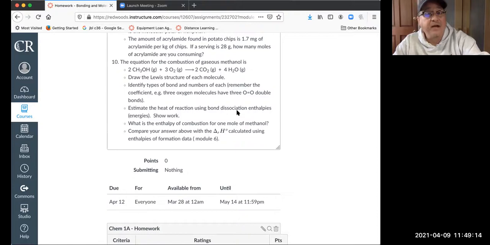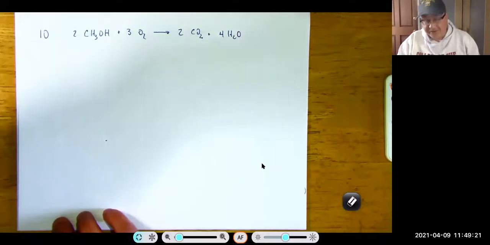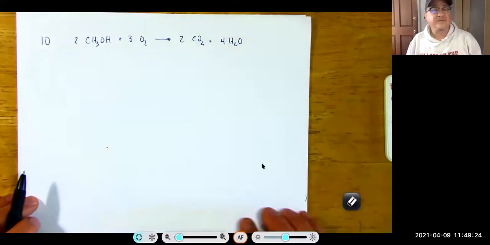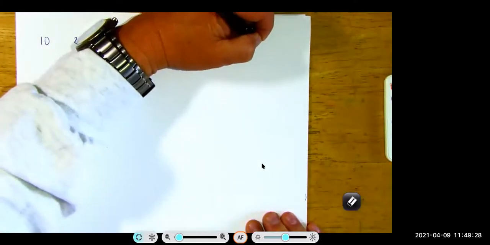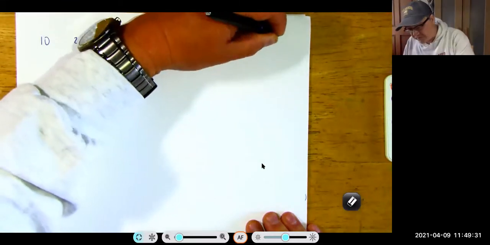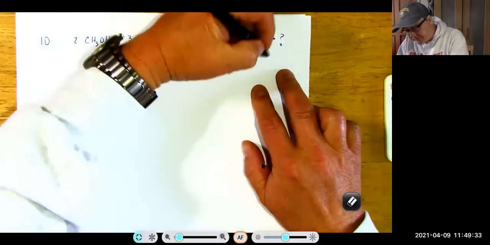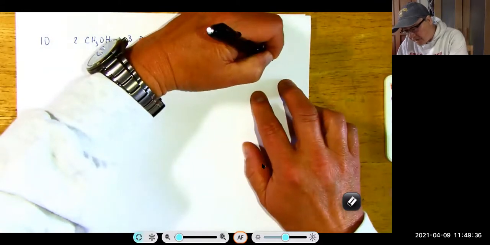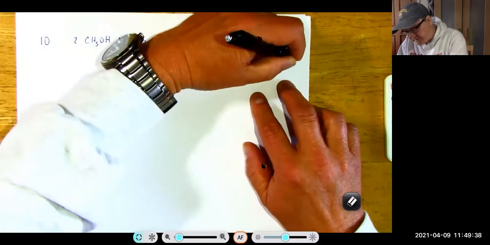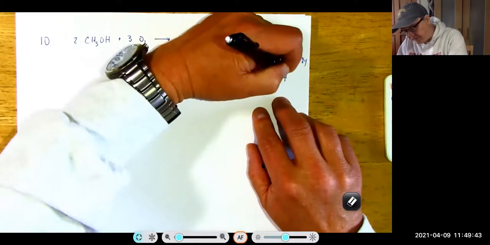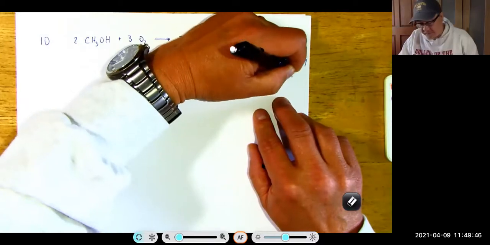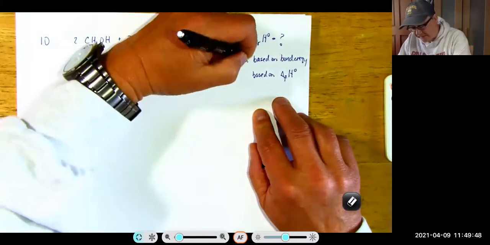All right, so I'm going to switch screen. Can you see the reaction? We want to get the enthalpy of reaction, so I'm going to put a question mark. We want to do it based on bond energy and then based on enthalpies of formation. So two ways, A and B.